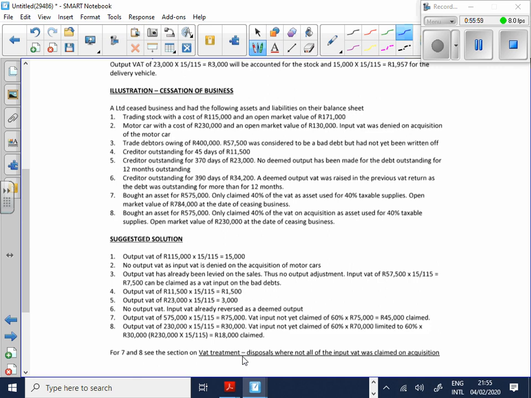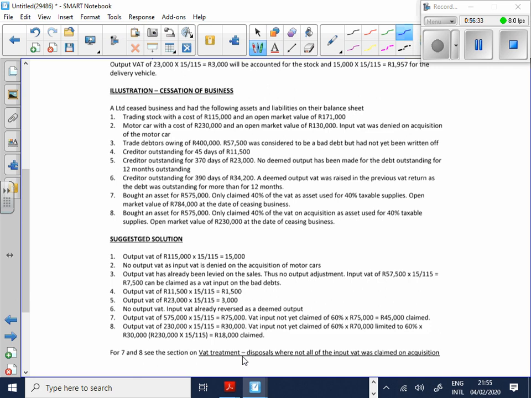Next one, trade debtors owing of 400,000. 57 was considered to be a bad debt that has not yet been written off. Now, guys, A Limited has got to be on an invoice basis. So have you already put the debtors into your VAT? So what are you allowed to do? You can claim the bad debt because we've put it in. If they said that this was an individual registered on a payments basis, you couldn't claim for the bad debt. Huh?